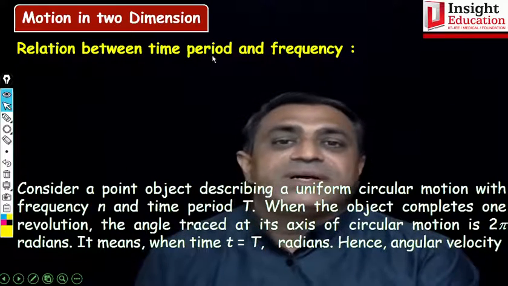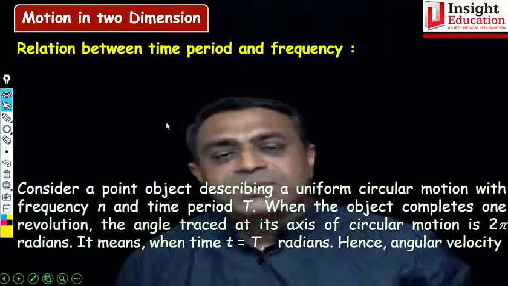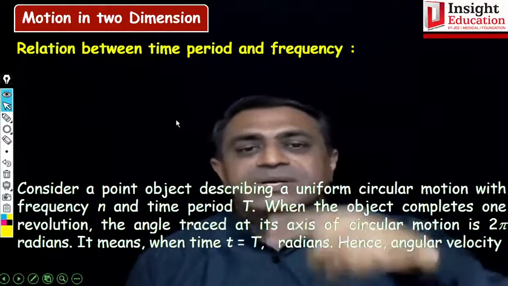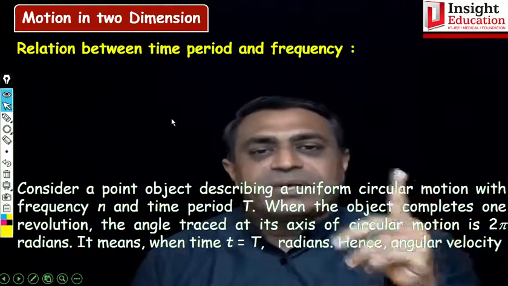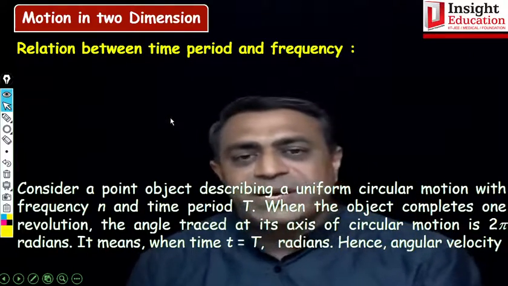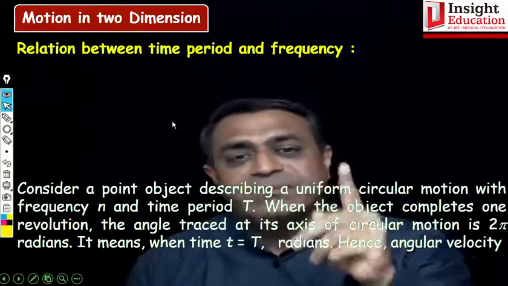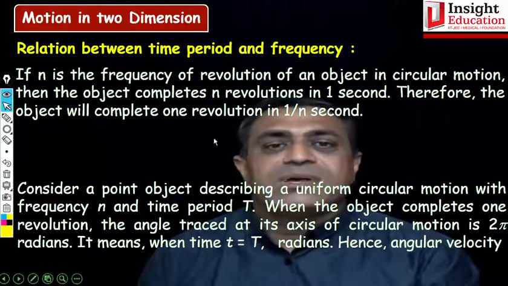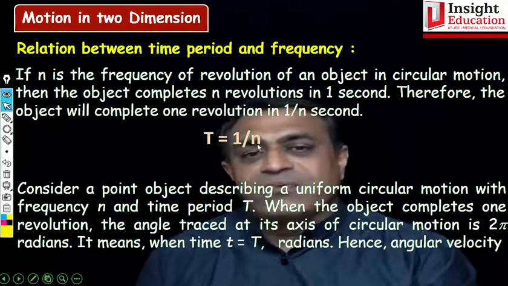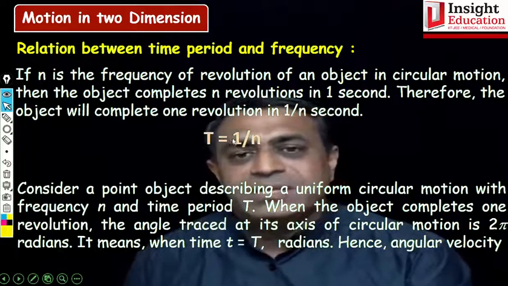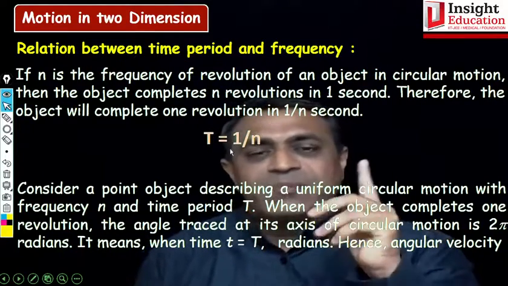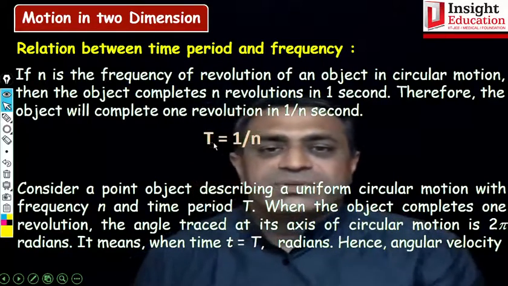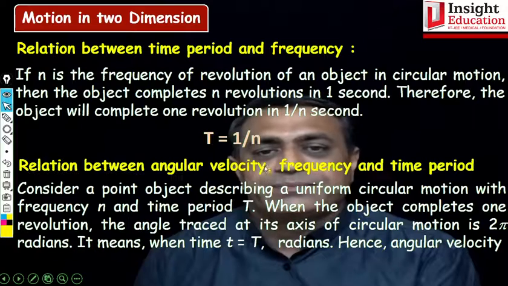Now the relation between time period and frequency. Frequency is the number of revolutions completed in 1 second. If the time for one revolution is T, then the number of revolutions in one second is 1 upon T. So T is equal to 1 upon n. For completing one circle, how much time is required? T is equal to 1 upon n.